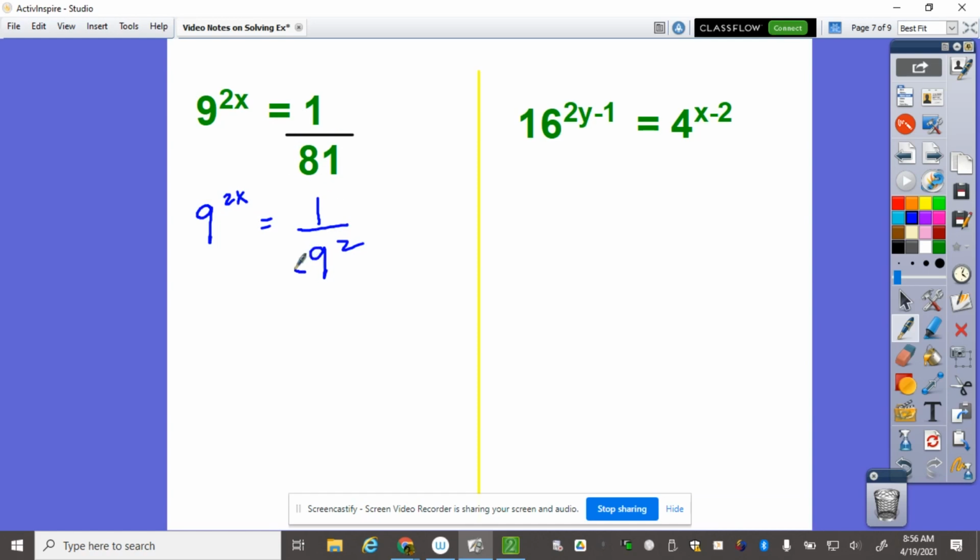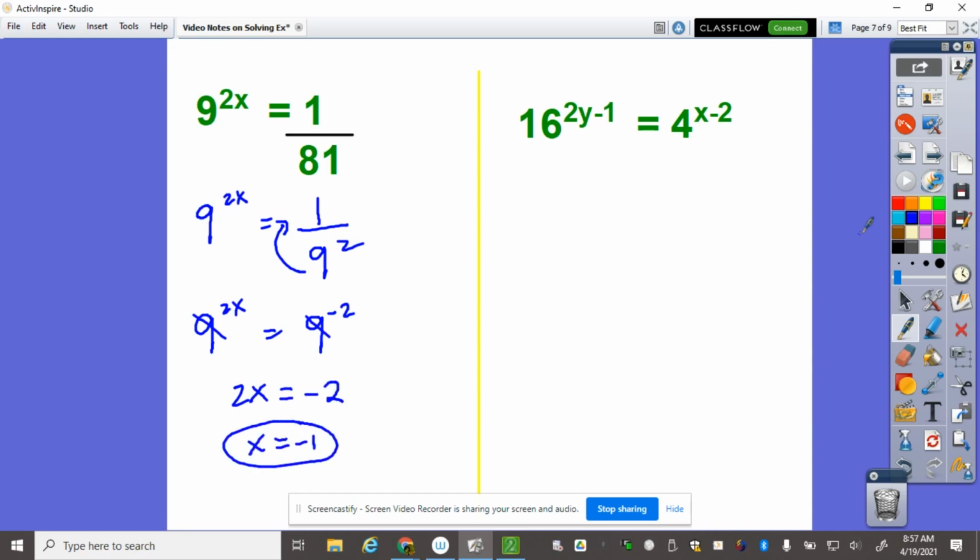Now I need to bring this up so they will have the same level as the base on the left side. So 9 to the 2x, if I bring this up, it becomes 9 to the negative 2 because you change the position. The 1 there is just like multiplying by 1, and 1 times anything is just itself. So I can leave it as 9 to the negative 2. Now they have the same base. I can focus now on the exponents. 2x equals negative 2. So therefore x equals negative 1.